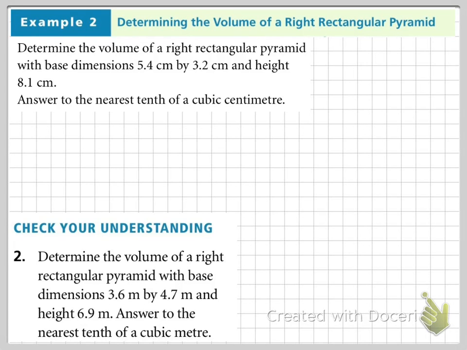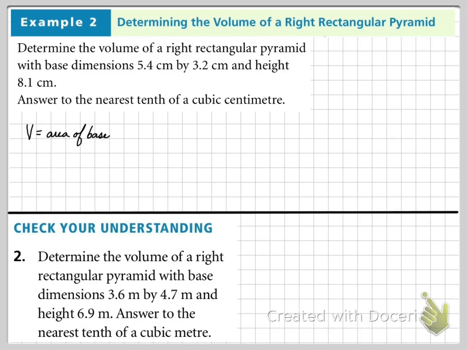In example 2, we're going to determine the volume of a right rectangular pyramid. So now we have a volume of a right rectangular pyramid that has base dimensions of 5.4 and 3.2, and it has a height of 8.1. Okay, this time we're given the height.